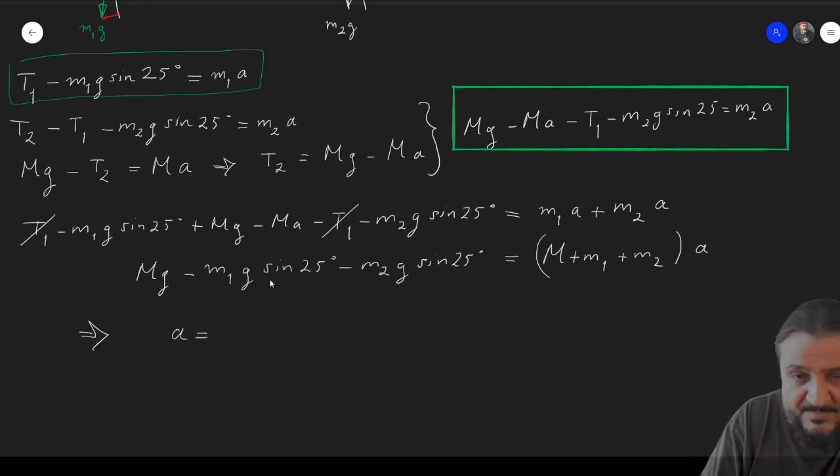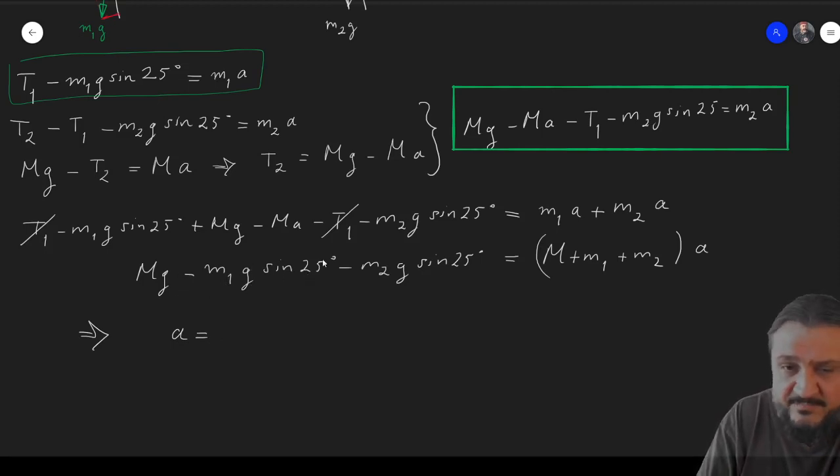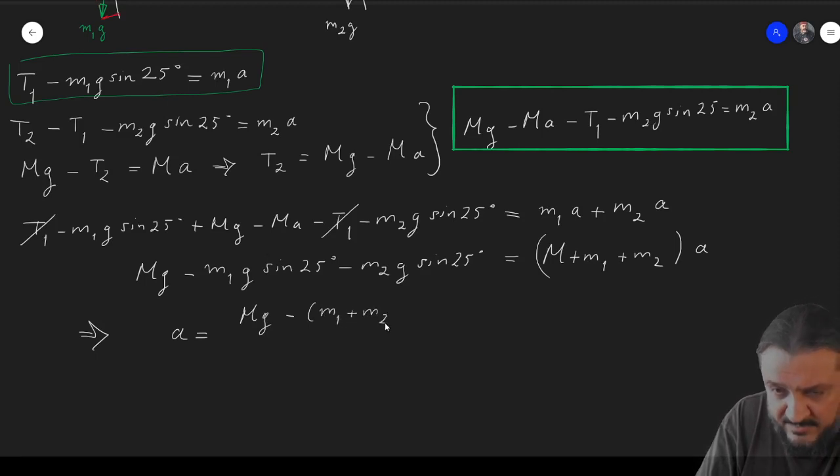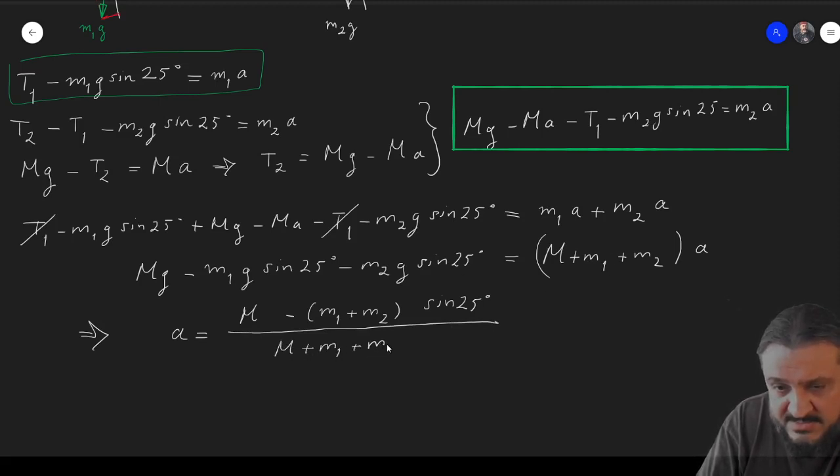So A will be this left-hand side. Let me also write it as, see, I can factor G's out, or even G sine 25, so let's do it as M minus, here I'm going to write it as M1 plus M2 times G sine 25, okay, or I can factor the G as well. Let's get rid of G here. I'm going to write it at the end, but divide this by M plus M1 plus M2, this times G.